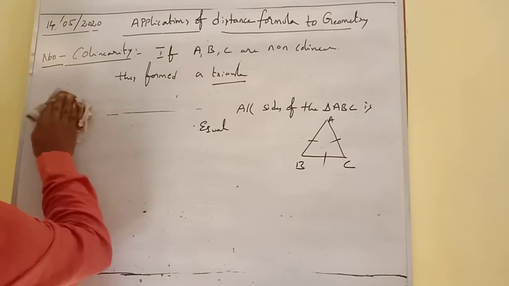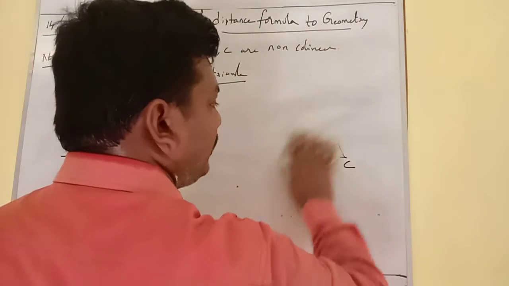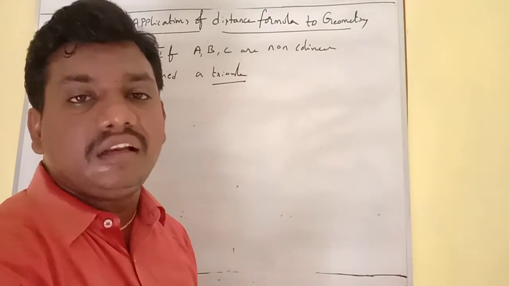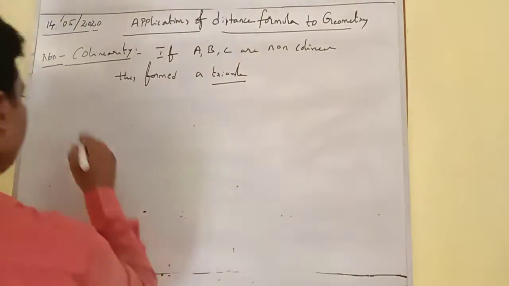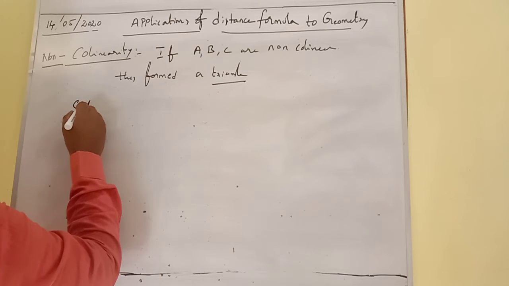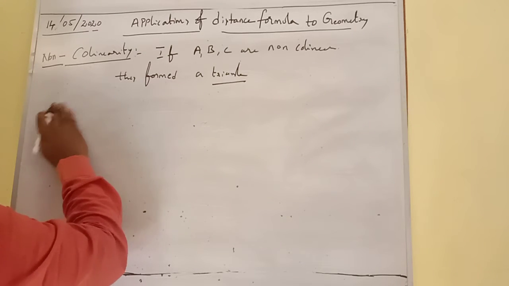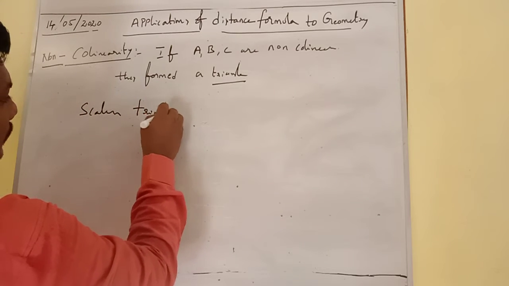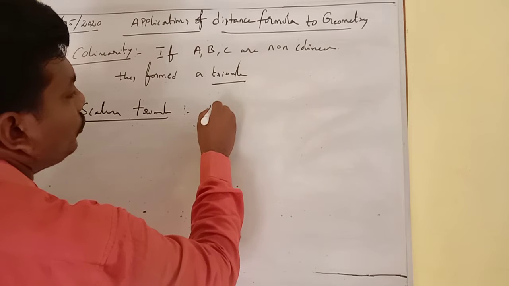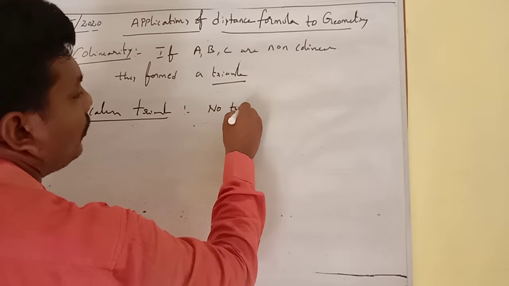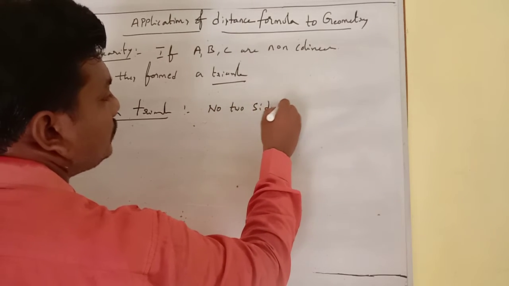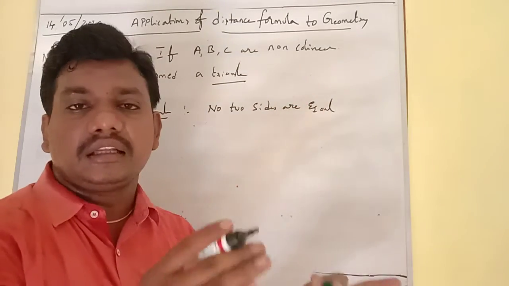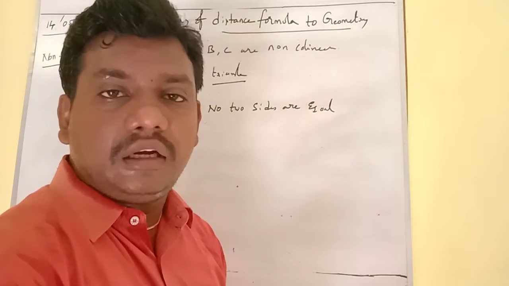Next, coming to scalene triangle. You know the scalene triangle very well. So the distances, no two sides are equal. That is a scalene triangle. No two sides are equal in a triangle. So that is called a scalene triangle.